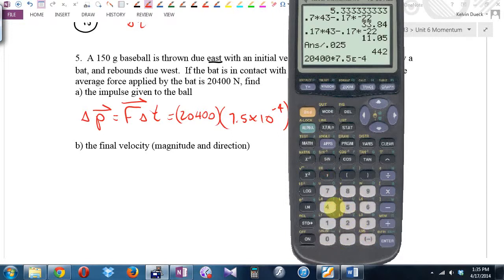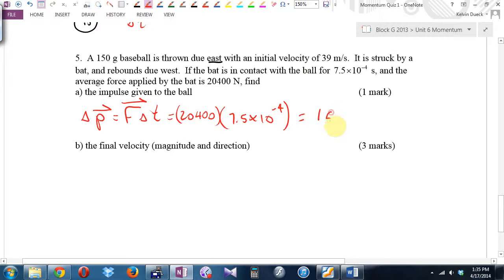Is that right, Mr. Dueck? Check, check, check. Do you get an impulse of 15.3? I would take kilogram meters per second, but since I used force times time, I'll write it as newton seconds. I'd take either.